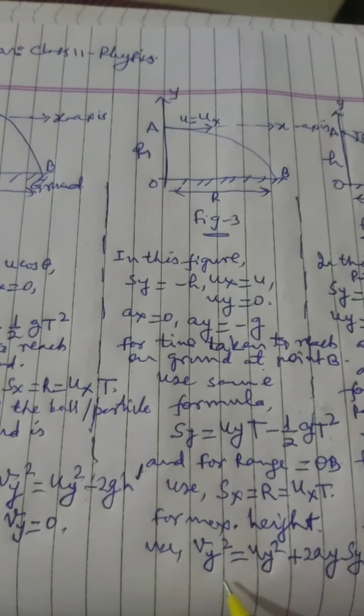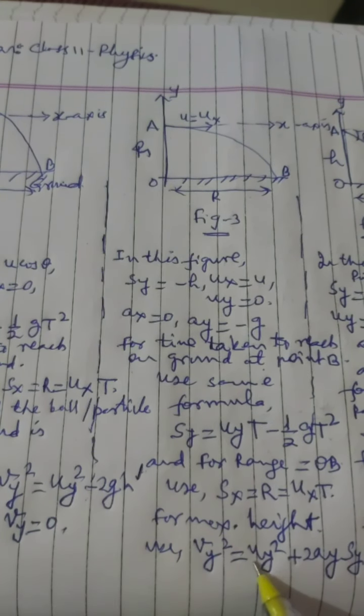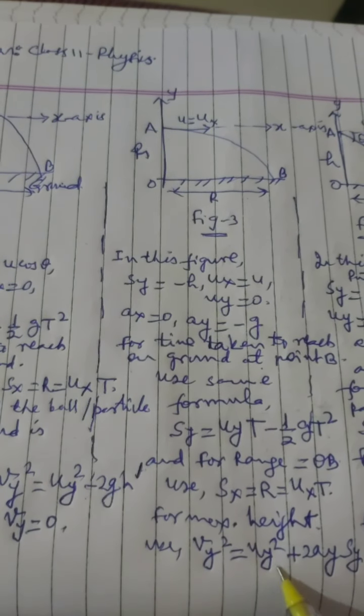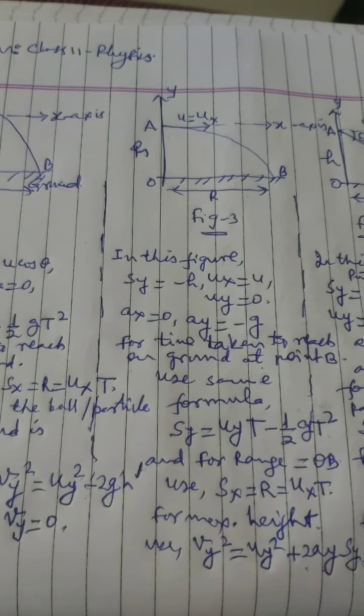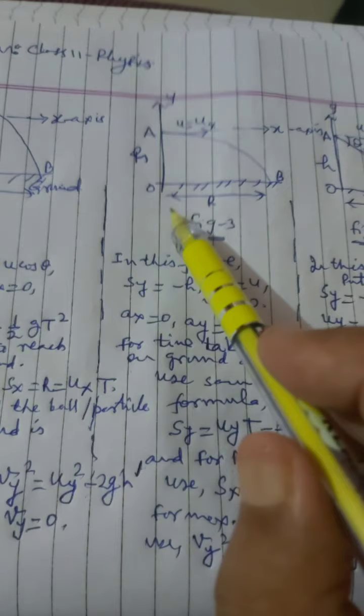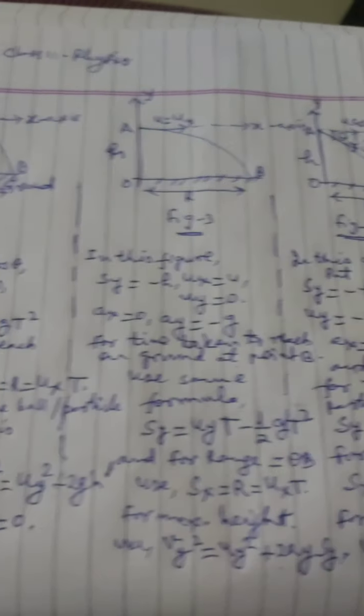For maximum height, again Vy is equal to 0, so Vy square is equal to Uy square plus 2Ay into Sy. So for maximum height here, OA will be the maximum height.